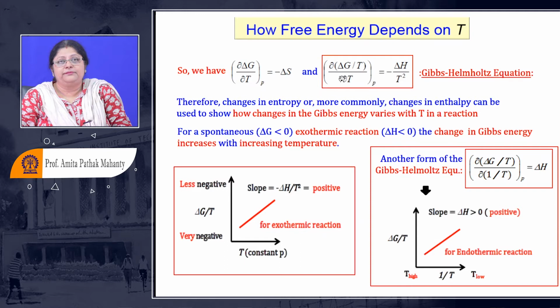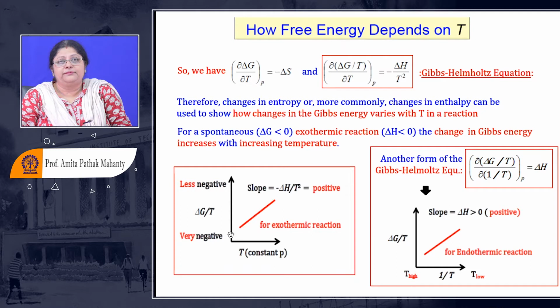Similarly, from the Helmholtz equation, this is from the fundamental equation, we have not the delta G, but how delta G by T varies with temperature at constant pressure, and that is related to the change in enthalpy of the process. That means this is a parameter which can be easily evaluated when we are doing an experiment. Therefore, the change in entropy, or more commonly enthalpy, can be used to show how the Gibbs energy varies with temperature in a reaction.